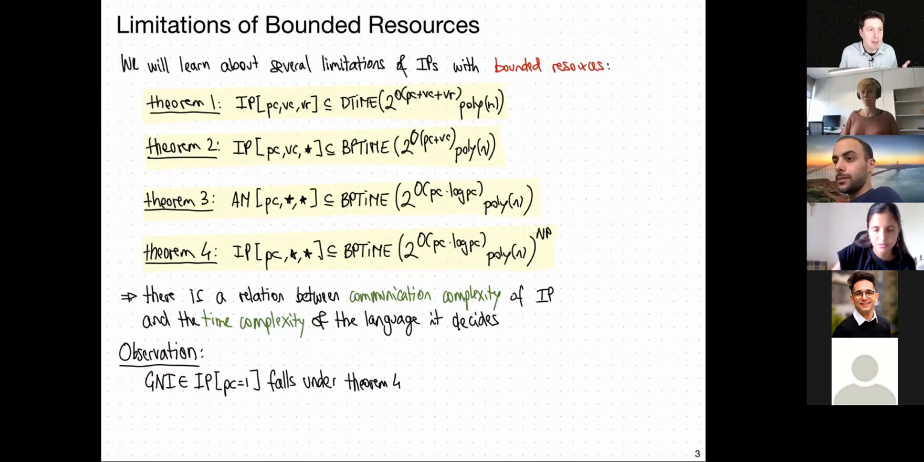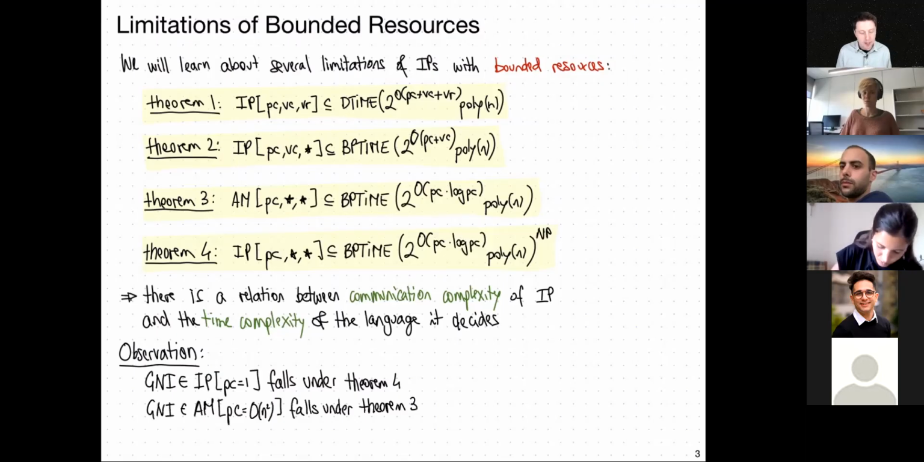Now, GNI may or may not be in BPP. It is not known, currently, to be in BPP. Therefore, it is not surprising that GNI falls under theorem 4, where given an NP oracle it doesn't surprise us that we would have been able to solve GNI in BPP^NP, right?